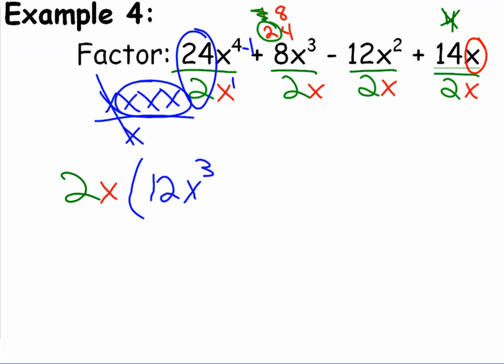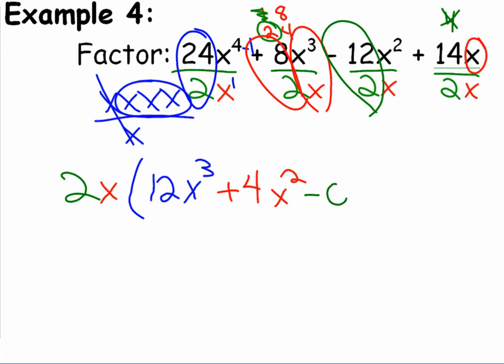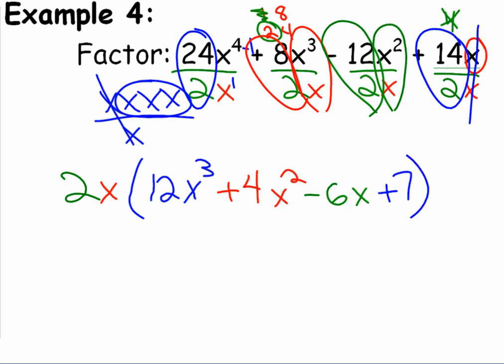Keep it going. 8 divided by 2 is going to be positive 4. X cubed divided by x is x squared. It goes down by 1. Negative 12 divided by 2 is negative 6. X squared divided by x is just x. And last but not least, 14 divided by 2 is positive 7. X divided by x cancels, so that is my final answer.